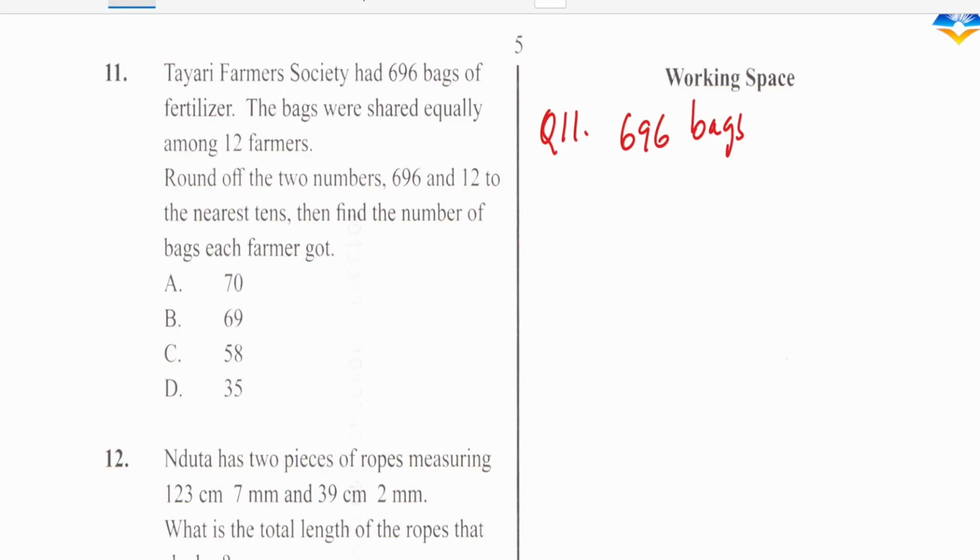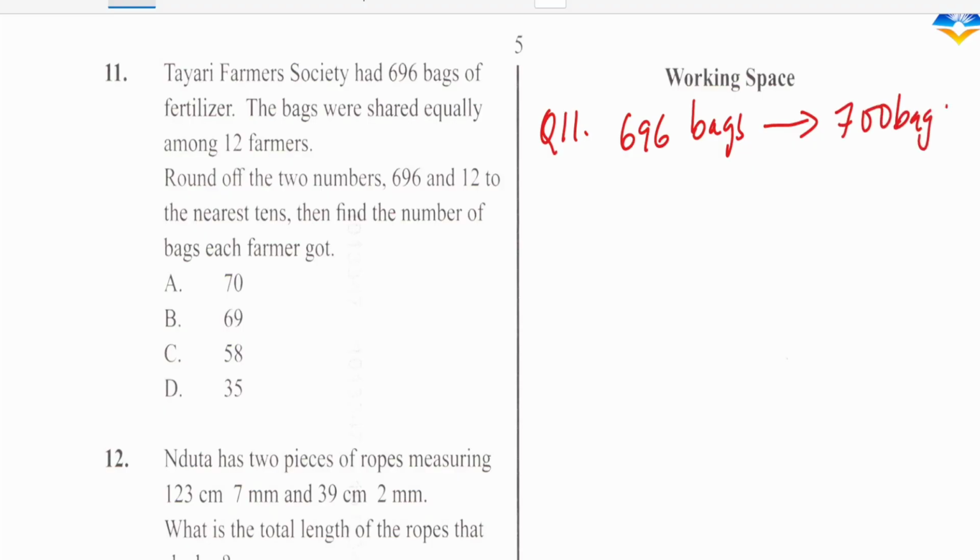So remember 696 bags. If you round it off to the nearest tens, remember this is ones, this is tens. Look at the number which is in front of it, which is 6. Is it greater than 5? Yes, if it's greater than 5, you round the 9 up by adding 1. This one gives you 0. Add 1 to here because 9 plus 1 is 10. Therefore, carry 1 there. So 6 plus 1 gives you 7. For the 6, you just make it 0. So basically, 696 bags, if you round it off, gives you 700 bags.